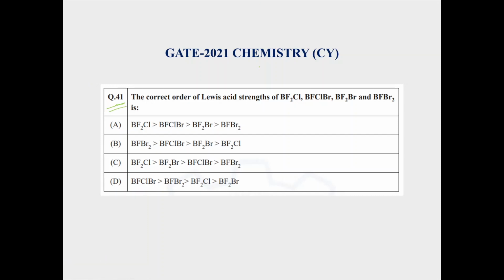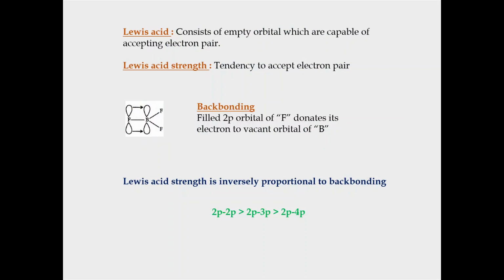So in this question, they are asking about the Lewis acid strength. The correct order of Lewis acid strength of BF2Cl, BFClBr, BF2Br, and BFBr2 is what? So we have to write the order of the Lewis acid strength of the given complexes. First of all, what is a Lewis acid? An electron pair acceptor. A compound which has more tendency of accepting an electron pair will be a better Lewis acid.